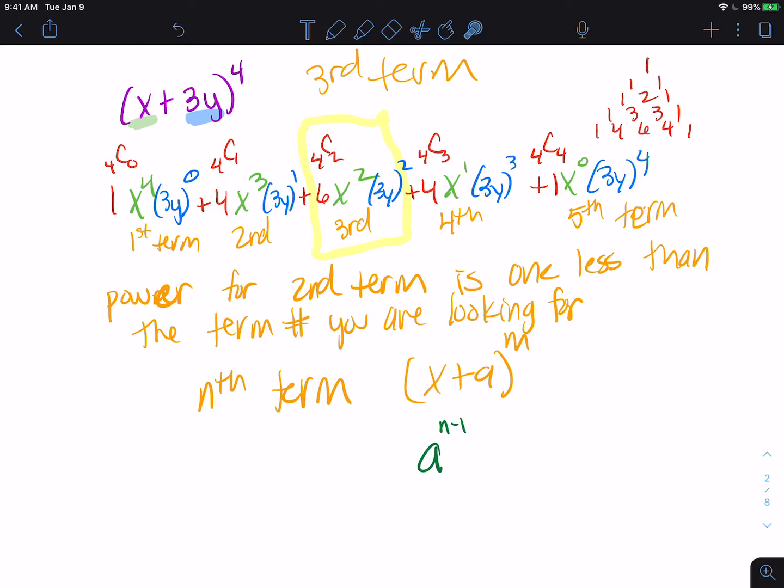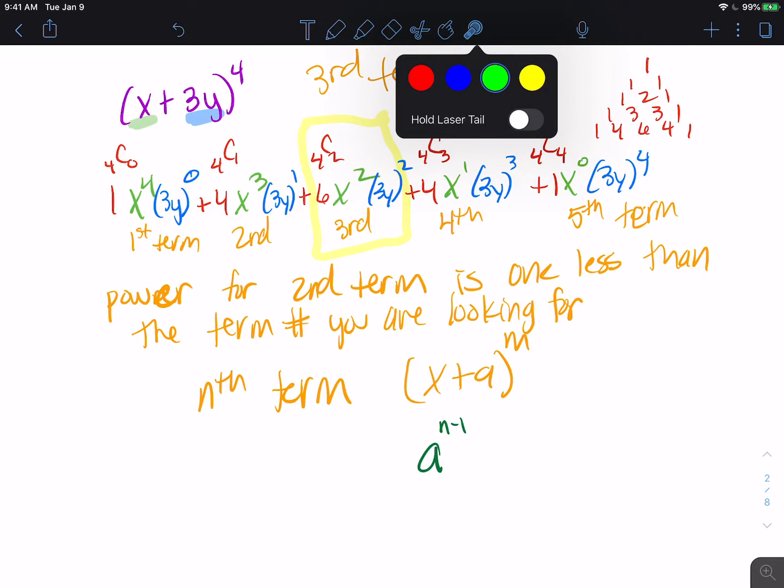Okay? Now, if we look here, we've got a couple other things that we can notice. If we look at the 2 powers, here we have 4 and 0. Here we have 3 and 1. Here we have 2 and 2. Here we have 1 and 3. Here we have 0 and 4. Hopefully you can see all of these add up to 4. So in each term, the powers add up to the power that the binomial is being raised to. So this adds to 4, this adds to 4, this adds to 4, this adds to 4, this adds to 4.